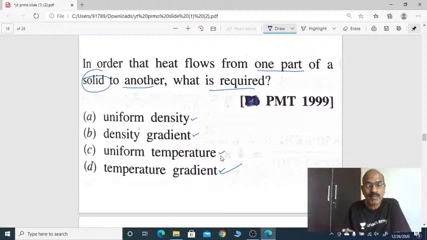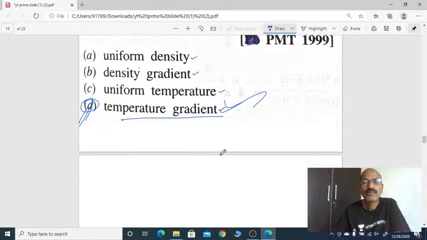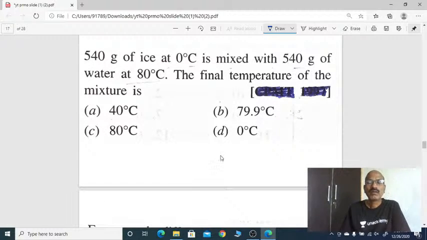Temperature gradient means temperature difference with respect to length. That is required for the heat to flow from one part of the solid into another part. So dT by dl or dT by dr, the temperature gradient, is necessary. In order for heat to flow from one part of the solid to another, the temperature gradient is required. Keep in mind. That is the correct answer. Next one.